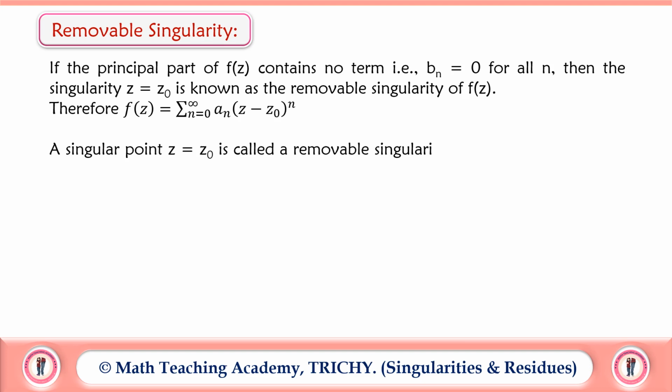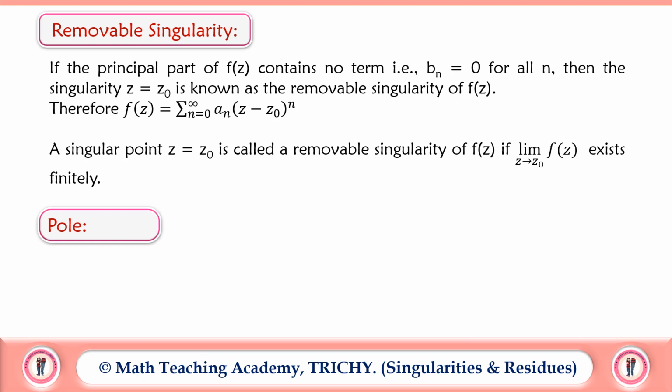A singular point z = z0 is called a removable singularity of f(z) if the limit as z tends to z0 of f(z) exists finitely. How do you check whether the given function has a removable singularity? If we take the limit as z tends to z0 of f(z), and we get a finite value, then the singular point is called a removable singularity.